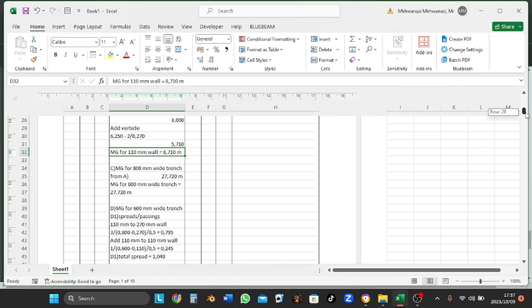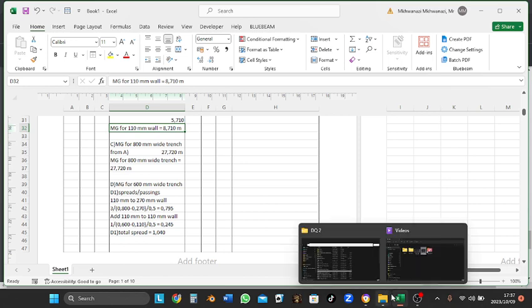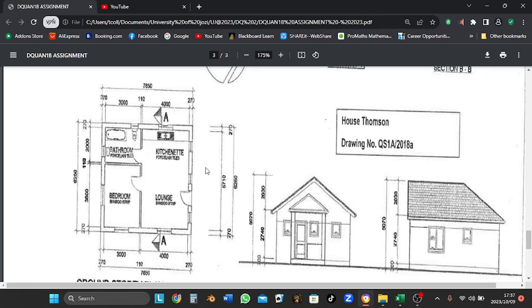And then we're going to look at other things now. We're going to do the mean gate for the 600 millimeters wide trench. When we come here, it's not going to be the same. The mean gate for the 600 millimeters wide trench and the mean gate of the 110 millimeters wall are not going to be the same. Let me show you the reason why.